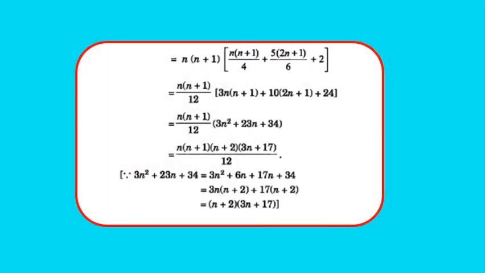So we get n into (n plus 1) [n (n plus 1) upon 4 plus 5 into (2n plus 1) upon 6 plus 2]. So on simplifying, we will get the required sum as Sn equals n into (n plus 1)(n plus 2)(3n plus 17) upon 12. Clear? So pause and note down the solution.